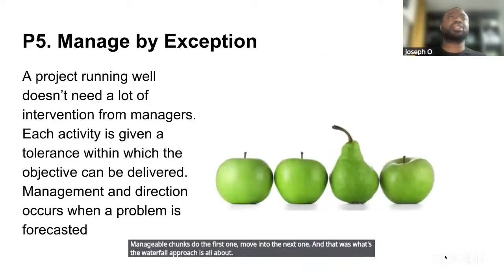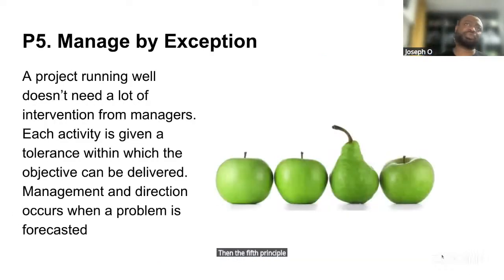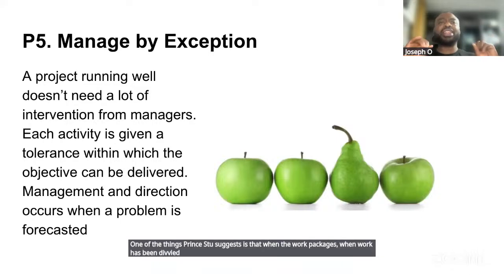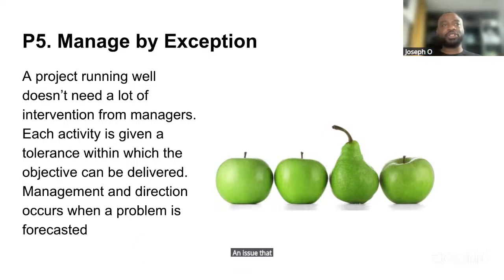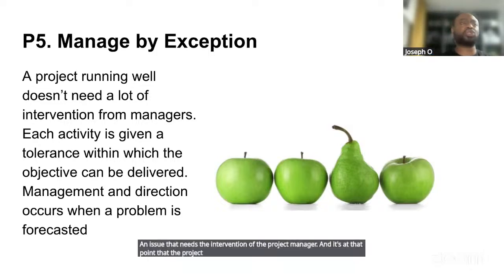Then the fifth principle is managed by exception. So one of the things PRINCE2 suggests is that when work has been divvied out to everyone, there is the belief that everything is going on as planned. And the project manager does not need to intervene unless there is an issue that needs the intervention of the project manager. And it's at that point that the project manager comes in to help. So if the project is running well, there is no intervention that is required.